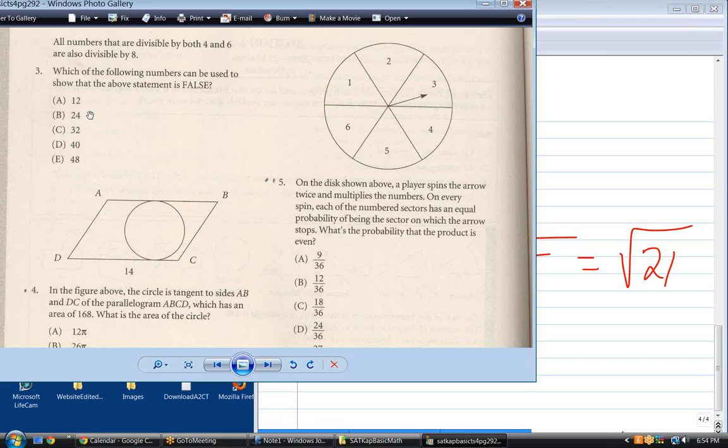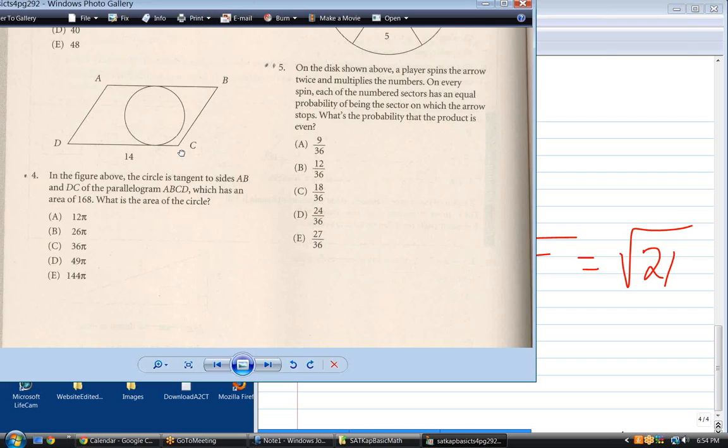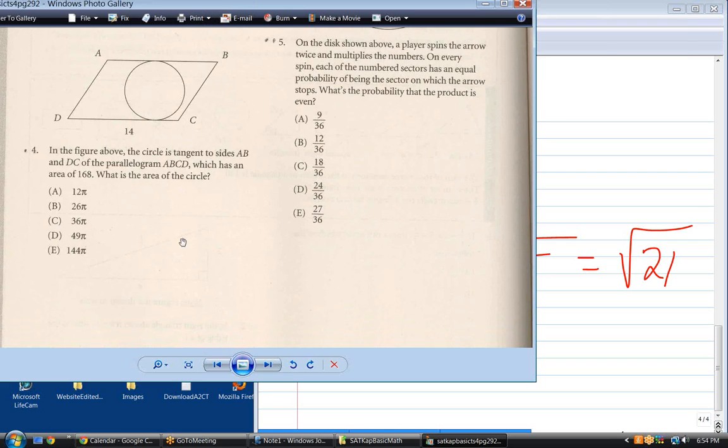Notice that 24 doesn't disprove it. That's divisible by 4, 6, and 8. C, this doesn't disprove it because this isn't divisible by 6. This is not divisible by 6. This is divisible by 4, 6, and 8. So it doesn't disprove it either. So in other words, in order to disprove that statement, we have to find a number that's divisible by both 4 and 6 and not divisible by 8. Okay. Cool.